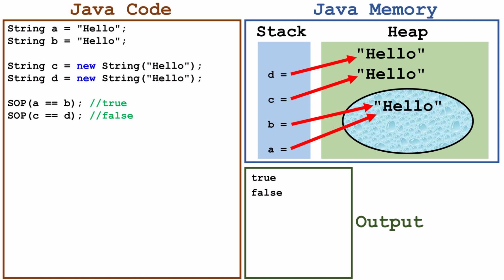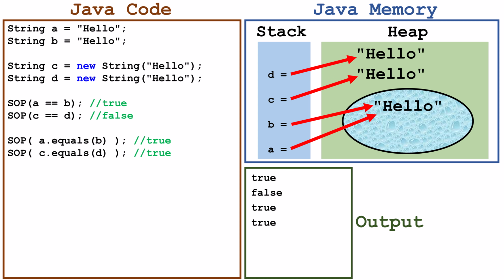In the case of strings, it will generally work, but it is a risky practice. For strings, we compare equality using the equals method. So A equals B compares the data that A and B point to. In this case, A and B are pointing at the same block of data, so they will, of course, be equal. C and D are pointing to different memory locations, but the data in those memory locations is the same, so the equals method will return true.